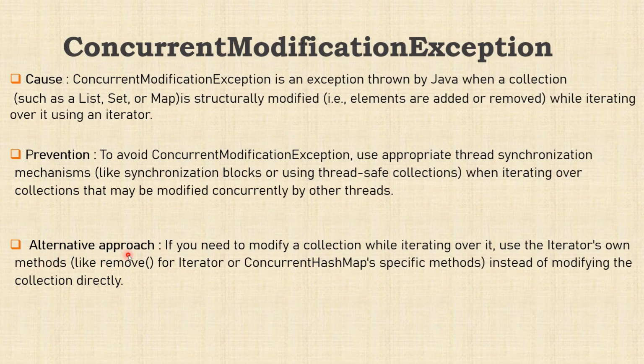So alternative approach, how can we do it? If you need to modify a collection while iterating over it, use the iterator's remove method, or ConcurrentHashMap-specific methods. We can use a synchronized HashMap, we can also use a ConcurrentHashMap, and we can use the remove method. If you want to remove, then with the remove method you can remove, modifying the collection indirectly.